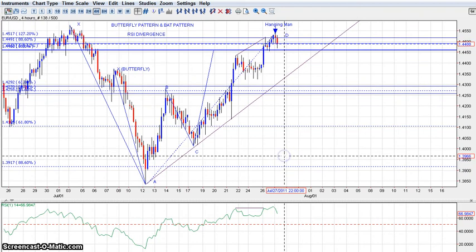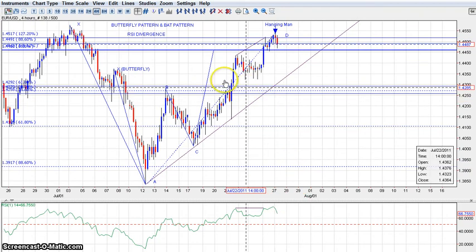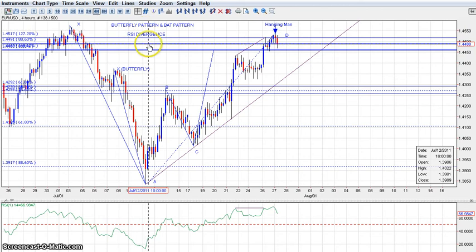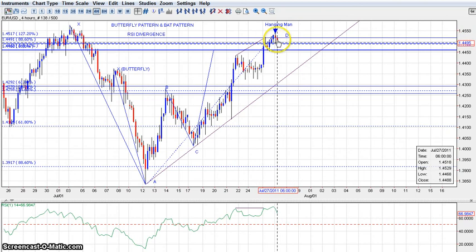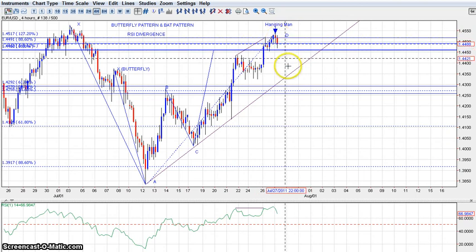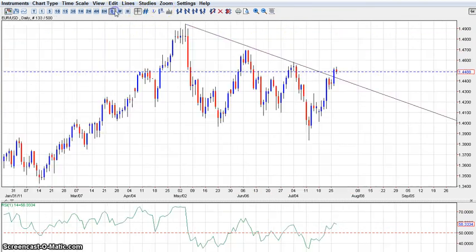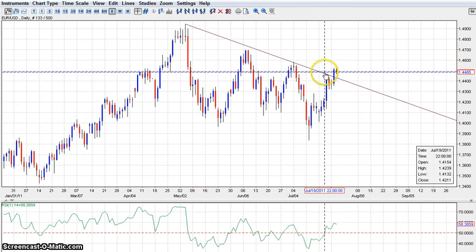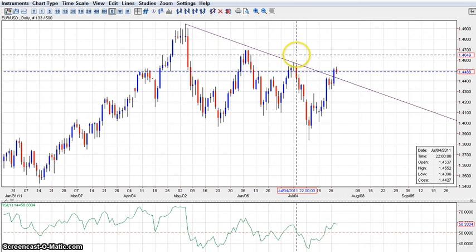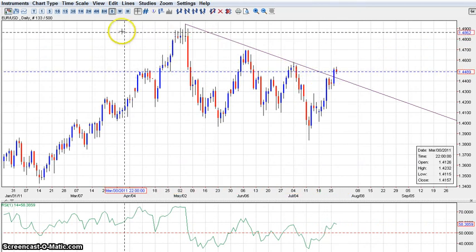So that will be all for today. To summarize, we've got a butterfly pattern and a bat pattern defining this resistance zone. We've got an RSI divergence and a hanging man, which all point to downward movement in the near term. However, price broke above this trend line, which means price could rally upward.